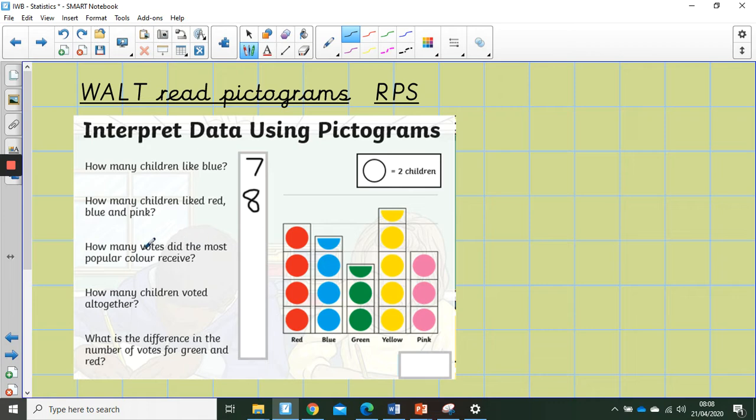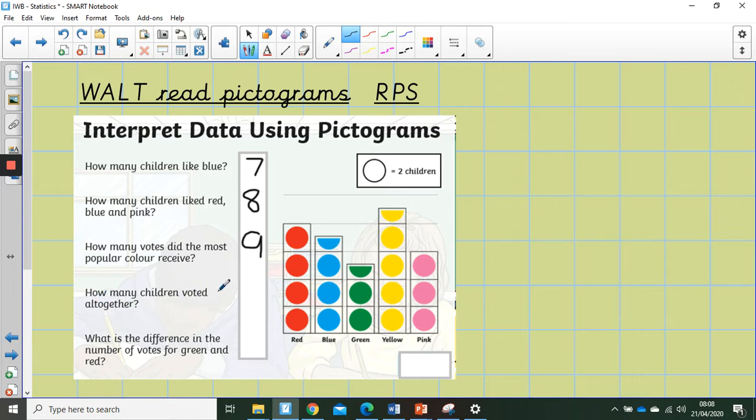How many votes did the most popular get? So the most popular is the one that is liked the most. The most popular is the one that comes to the highest point because it's got more choices. In this case, it's yellow. How many are there in yellow? 2, 4, 6, 8, and half of 2, which is 1, makes 9.